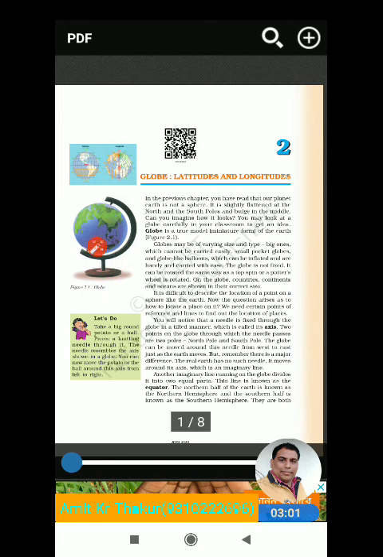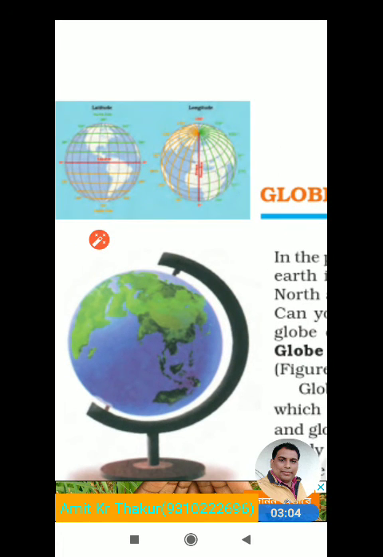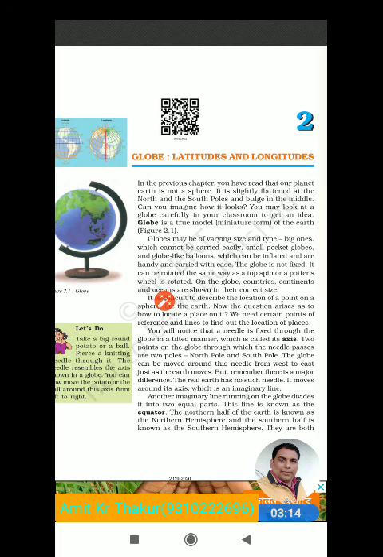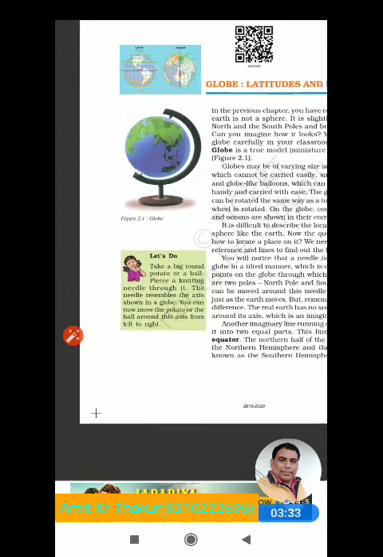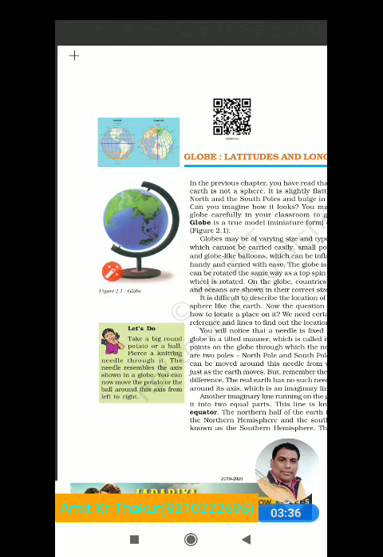Like in this globe, if we want to find a certain place, then we have to point to that place. You will notice that a needle is fixed through the globe in a tilted manner, which is called the axis. This is called the axis, right?